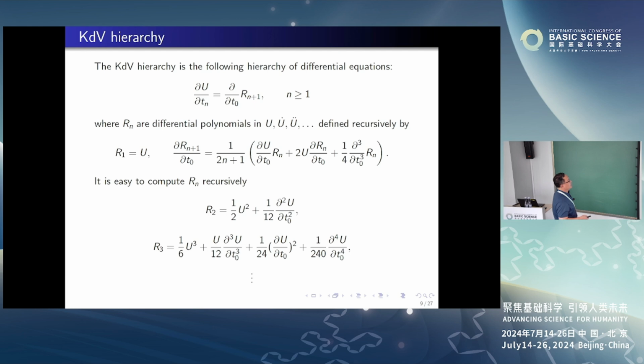One of the, I think, so-called Witten conjecture, and the Kontsevich theorem, says that the intersection theory is related to the KdV hierarchy. The KdV hierarchy is the following hierarchy of differential equations. This PDE: partial u over partial T_n equals partial over partial T_0 of R_{n+1}, for any n bigger or equal to 1. And here R_n are differential polynomials in the derivatives of u. They are defined recursively by the first one, R_1 equal to u, and so on, with R_{n+1} in terms of the lower order R_n, to be calculated. And so we can compute R_n recursively from this recursion. So this is the so-called KdV hierarchy. This dot means the derivative with respect to T_0.